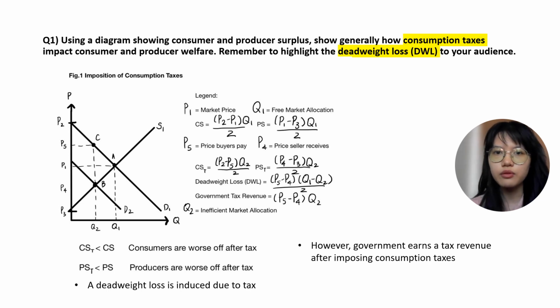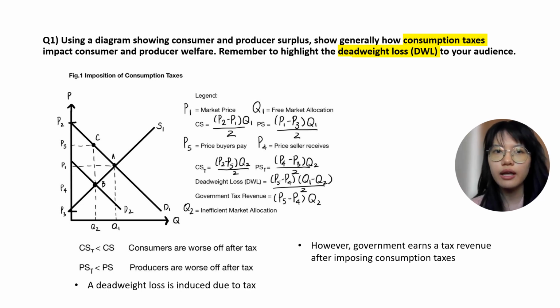So notice that with the introduction of a consumption tax, we can see changes in the graph. CS with tax is now calculated as (P2 minus P5) times Q2 divided by 2, and PS with tax as (P4 minus P3) times Q2 divided by 2. However, the most crucial concept here is the deadweight loss, DWL, which is represented as (P5 minus P4) times (Q1 minus Q2) divided by 2.